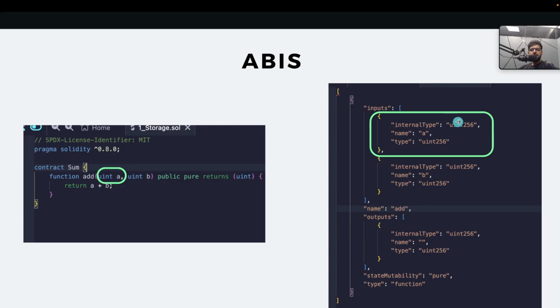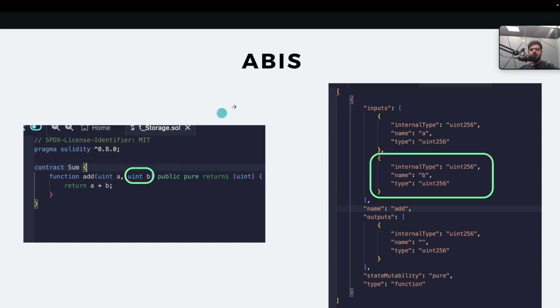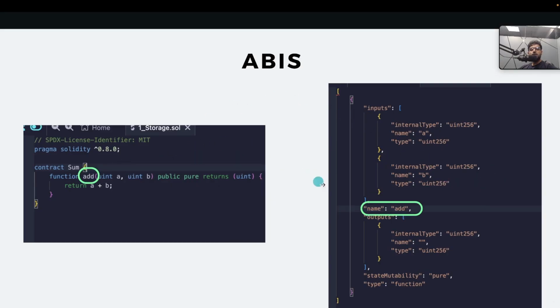This is the first input to this add function. It is called A. It is of type uint256. It has another argument which is of type uint6. It is called B. It has a function name called add.